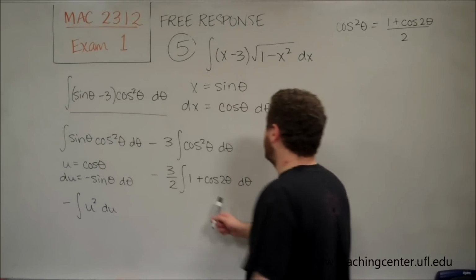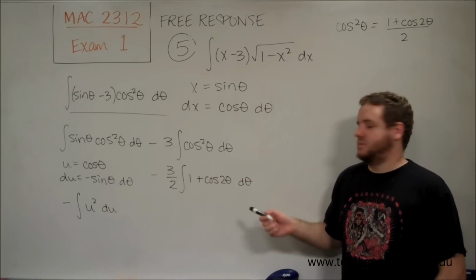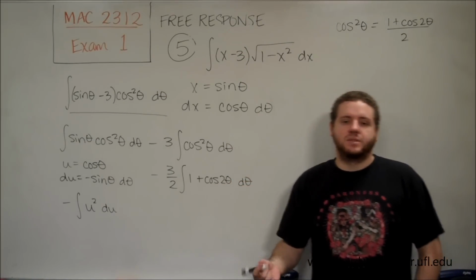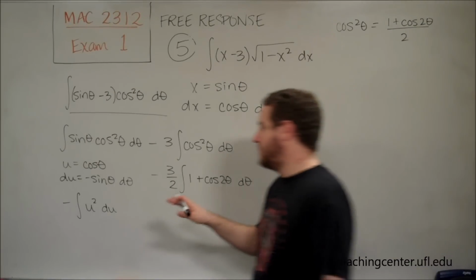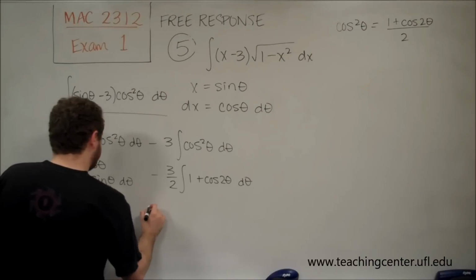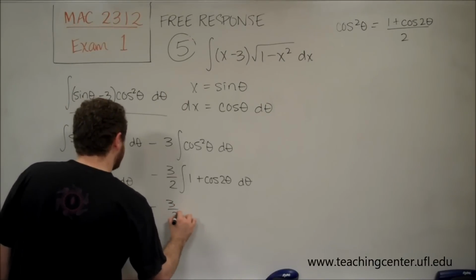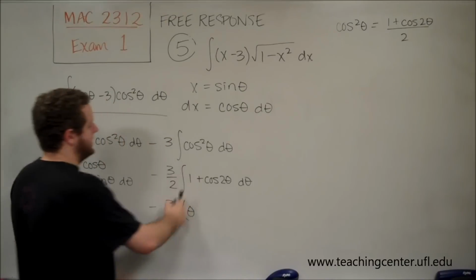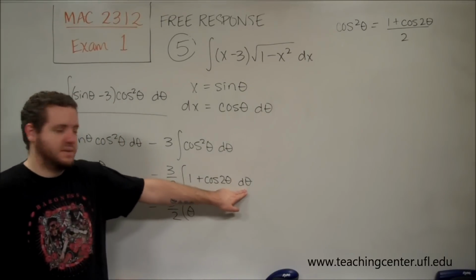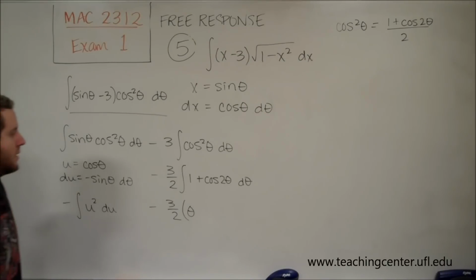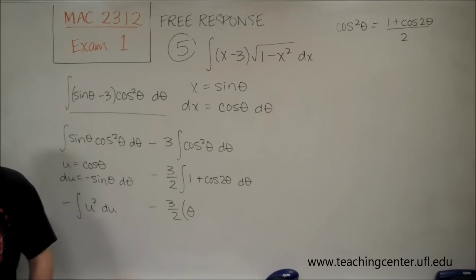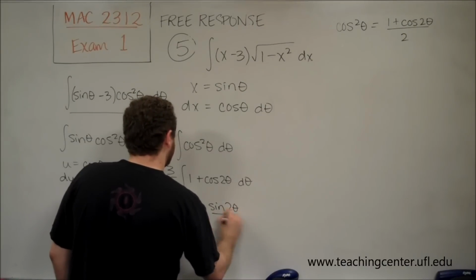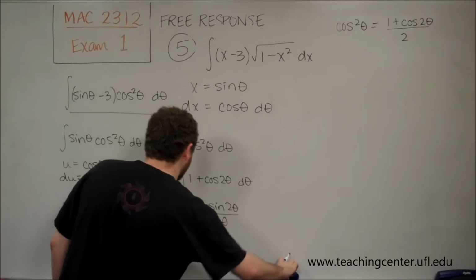For this one over here, now this is definitely doable, because when we have a double angle or any constant there, that's just a constant that you can divide by. That's no problem at all. So here what we're going to get is negative 3/2. When we take this integral, we're going to get theta, because the antiderivative of 1 is just our variable, whatever we're using, in this case theta. So the antiderivative of cosine 2 theta is going to be sine 2 theta over 2.